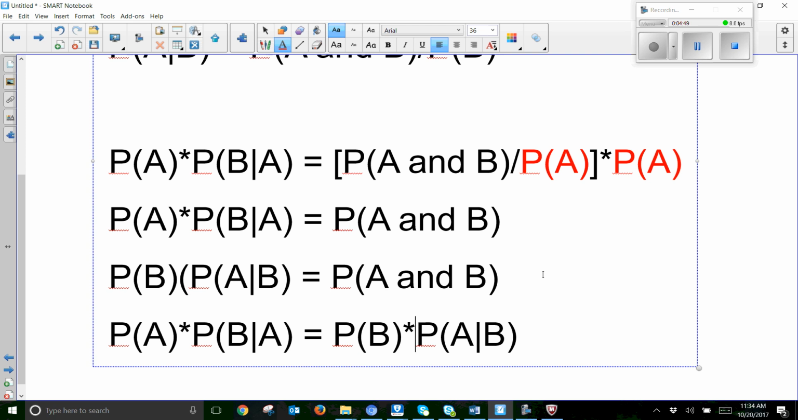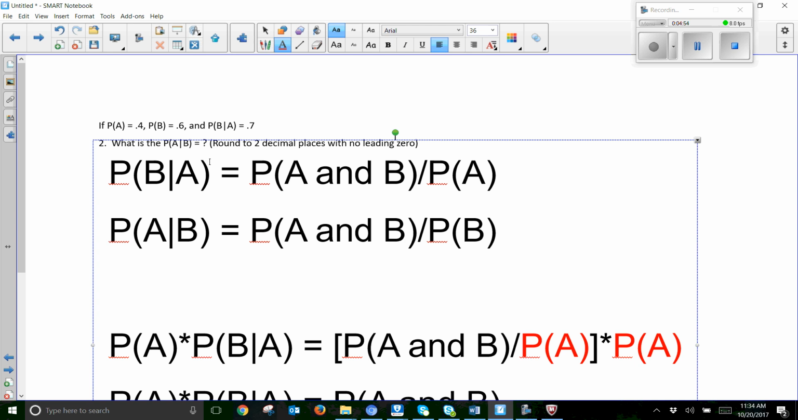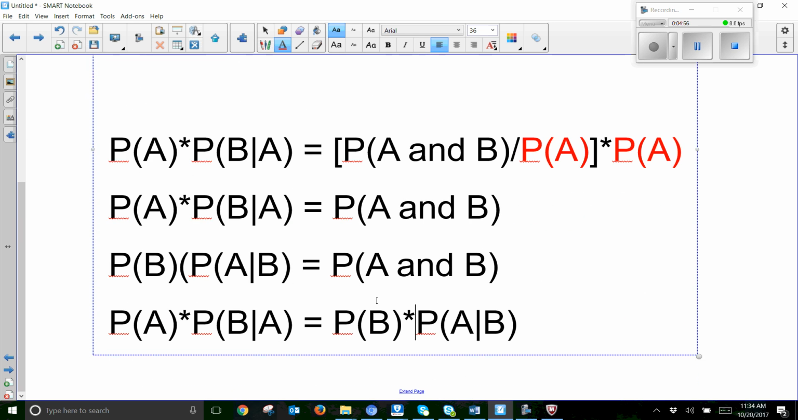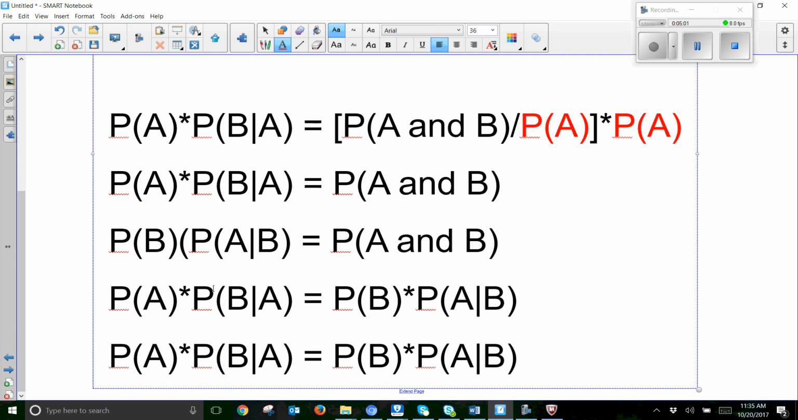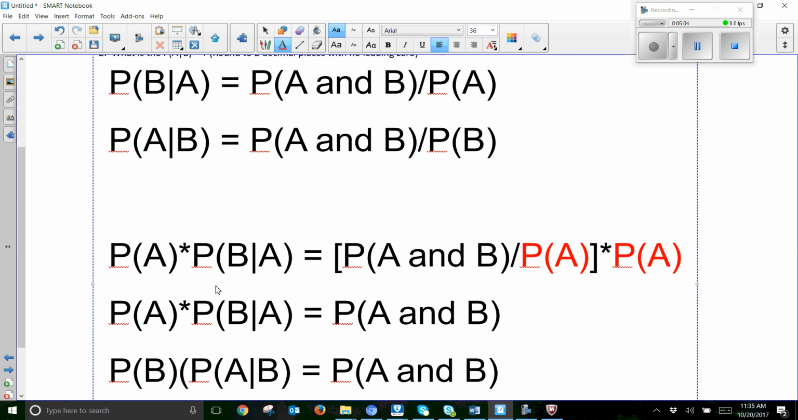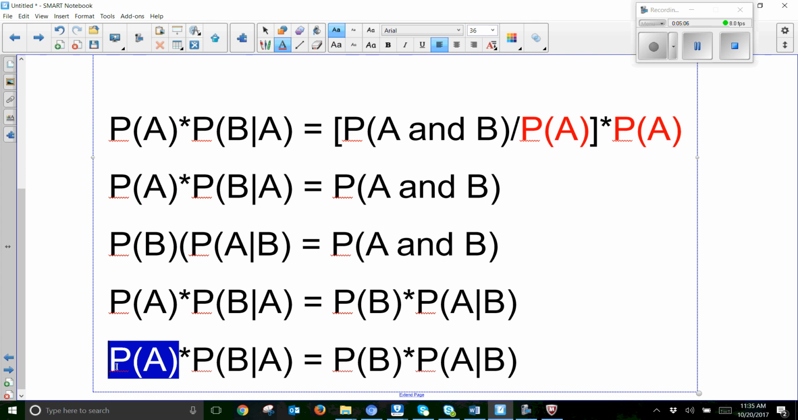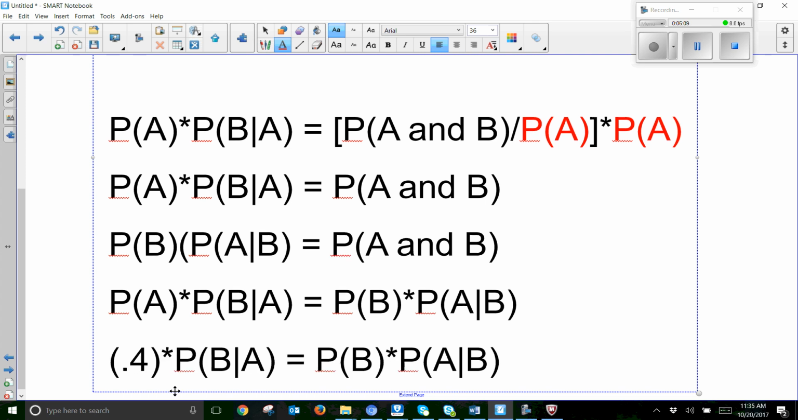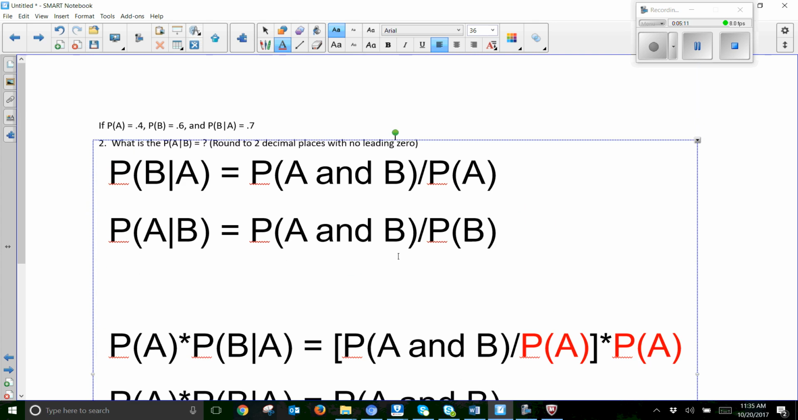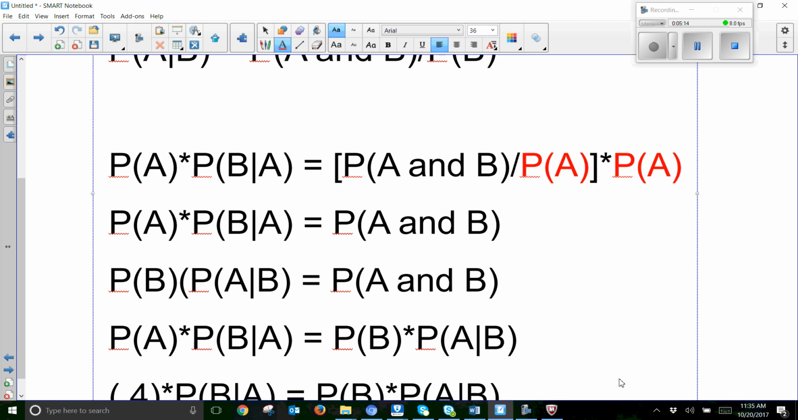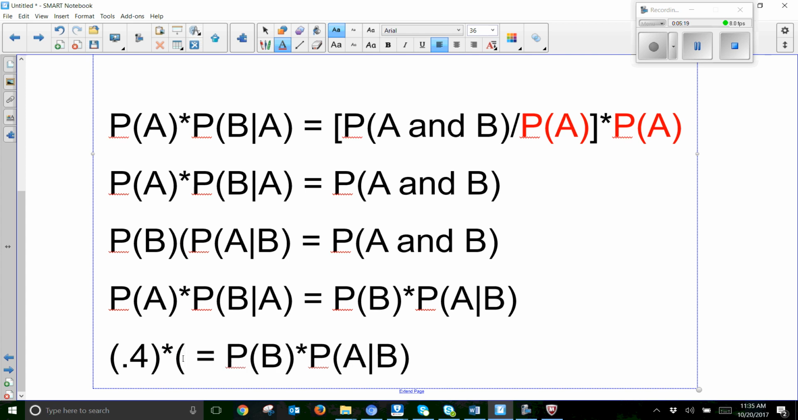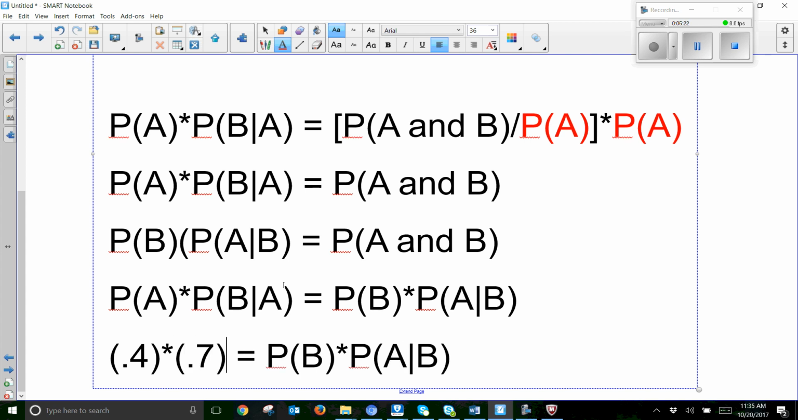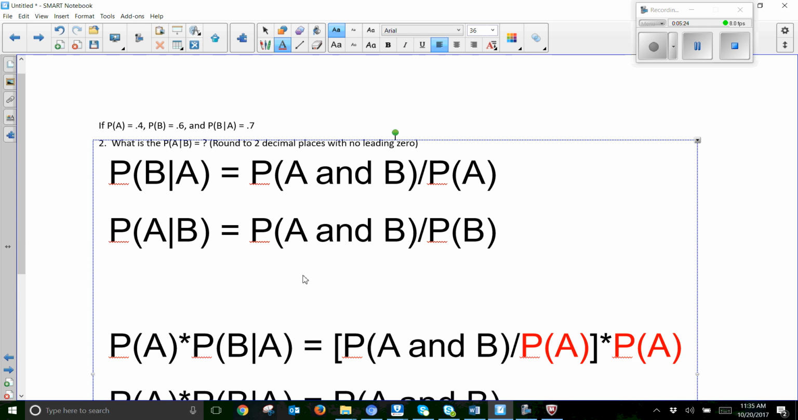Okay, so now we have 4 things we need, but we're given 3 of them. So we're given the probability of A, which is 0.4. Given the probability B given A, which is 0.7. And we're given the probability of B, which is 0.6.